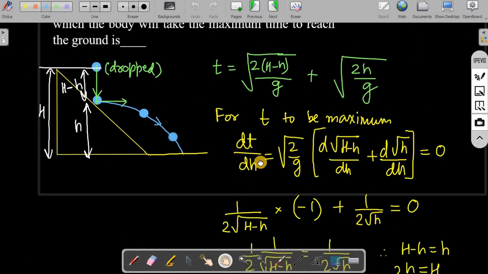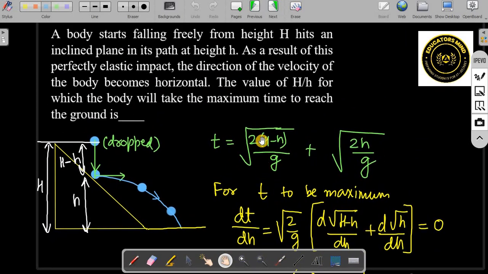So I hope you have understood these solutions, right? These are recent year questions. Now you can work out more questions on this.